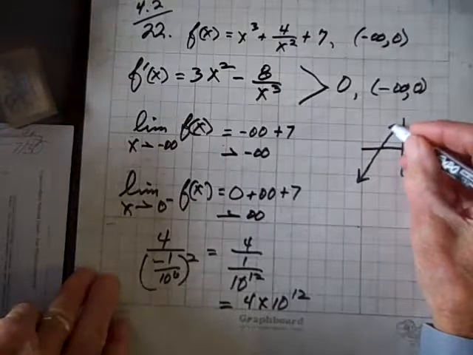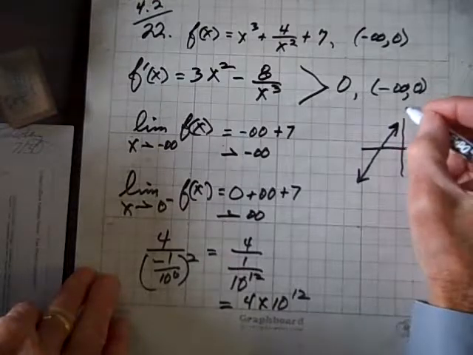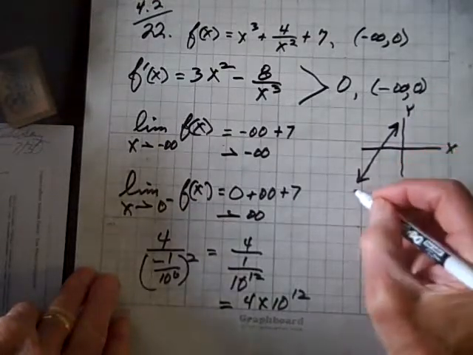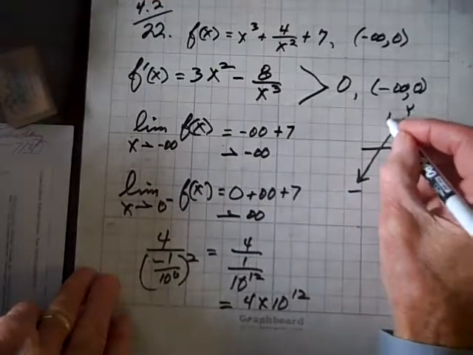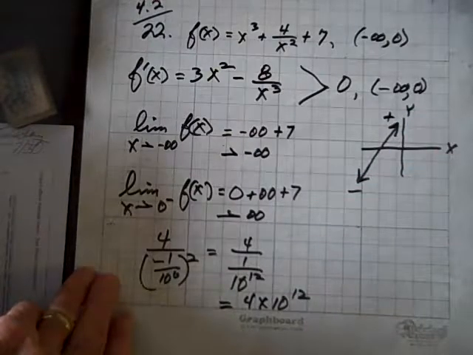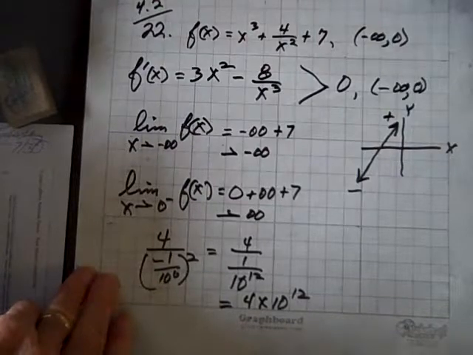So somewhere in there on this interval, we cross the x-axis because we went from negative to positive. There's our argument. There's exactly one zero for that function.